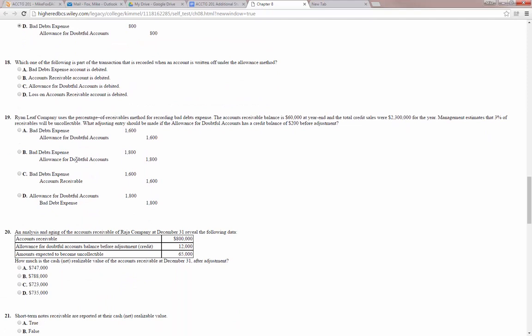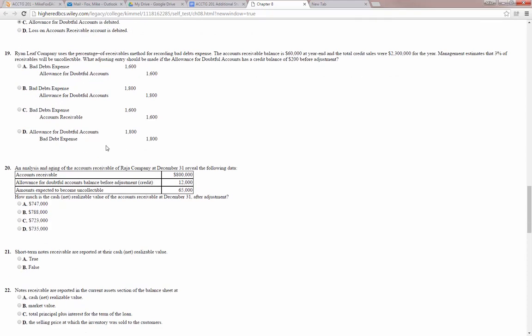Which one of the following is part of the transaction that is recorded when an account is written off under the allowance method? All right, so I've already talked through this. I'm going to talk through it one more time. When we write off a debt, we're going to reduce the accounts receivable, and we're going to reduce the allowance for doubtful accounts. So we reduce the allowance for doubtful accounts by debiting it. So we will debit allowance for doubtful accounts, and we will reduce the accounts receivable by crediting it. So we will credit accounts receivable. So allowance for doubtful accounts is debited, and the accounts receivable is credited, which isn't on there.